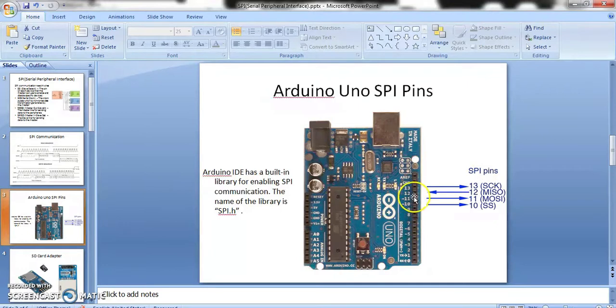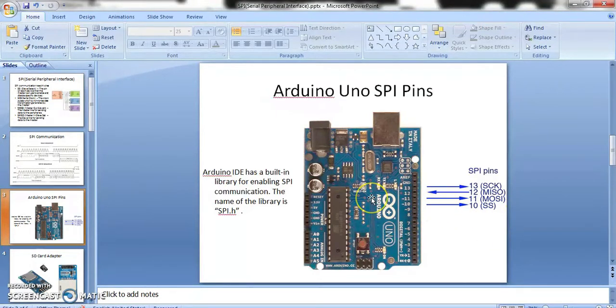For Arduino Uno, pin 13 is called SCK, that means the clock pin, pin 12 is MISO, pin 11 is MOSI, and pin 10 is slave select. And you can use pins 9, 8, 7, 6, 5, 4, 3, 2, all of them for slave select.